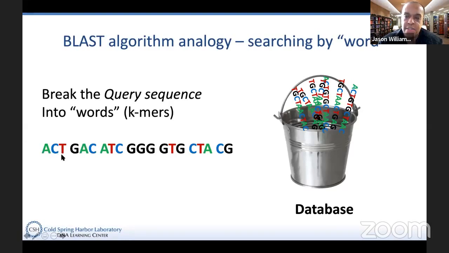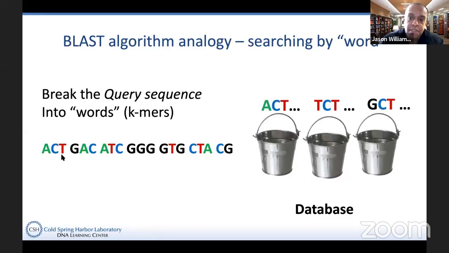So ACT is 3 nucleotides, so it's a k-mer of 3, or you could say a 3-mer. So on and so forth. And what that eventually allows you to do is make use of search strategies. For example, you could have a bucket that's labeled ACT. And if your sequence starts with ACT, well, then you should be looking at all the sequences that start with ACT. You could skip the TCT bucket and the GCT bucket, right? So there are computational strategies that allow you to do that.